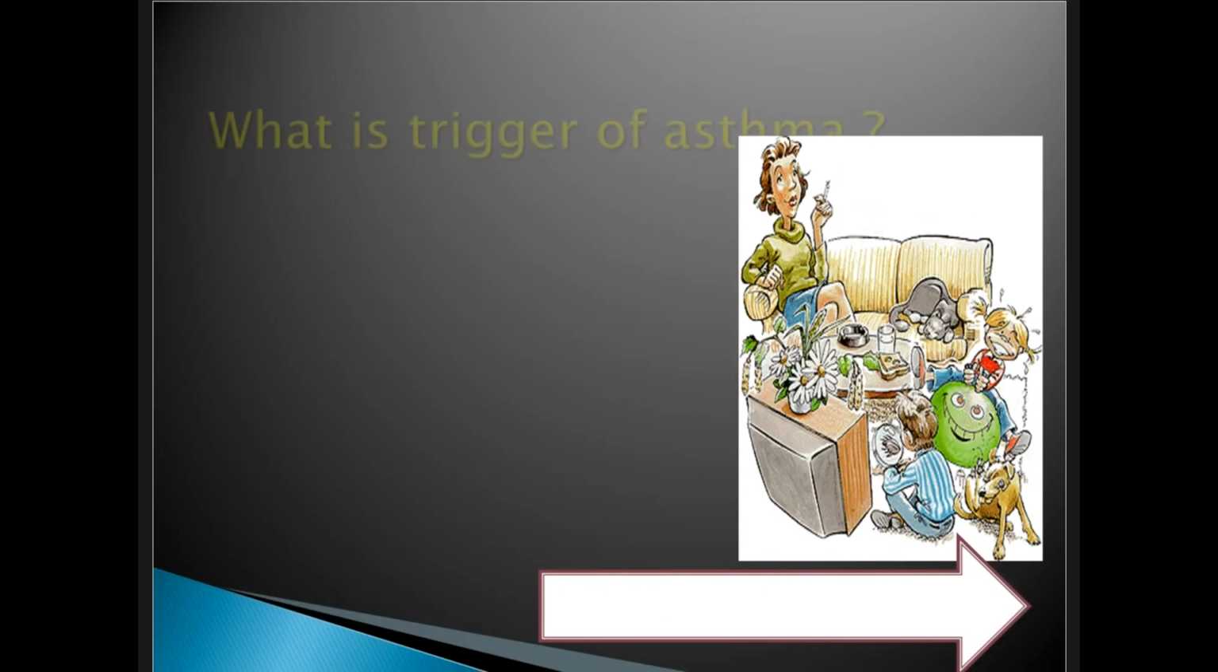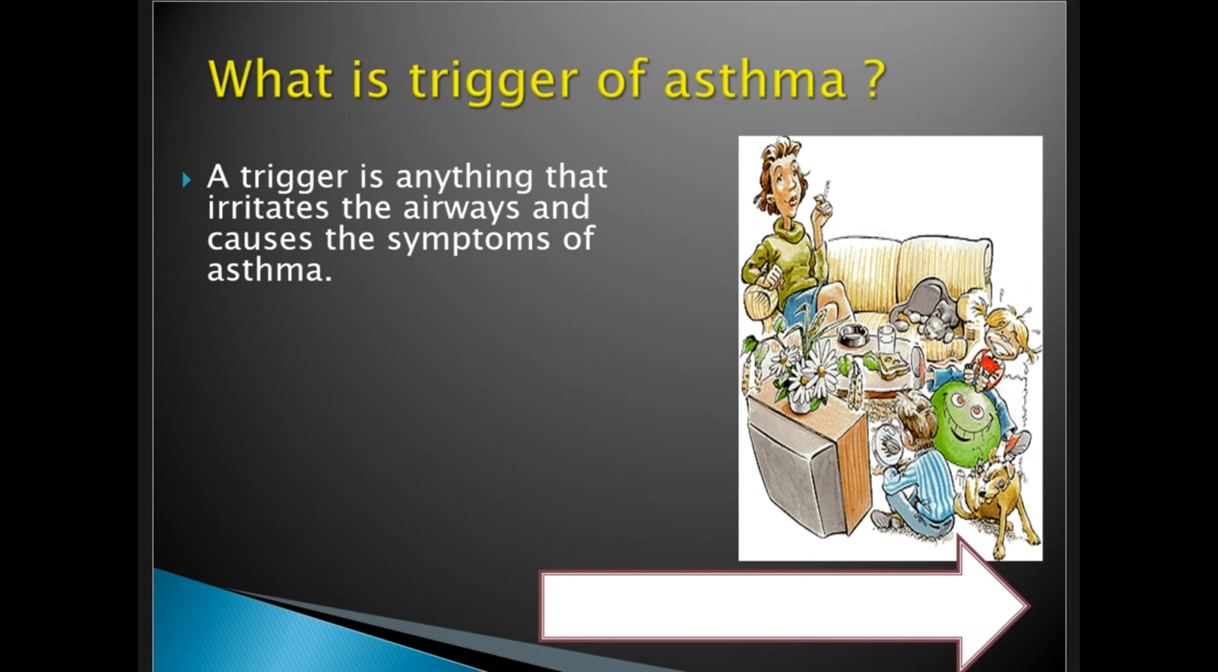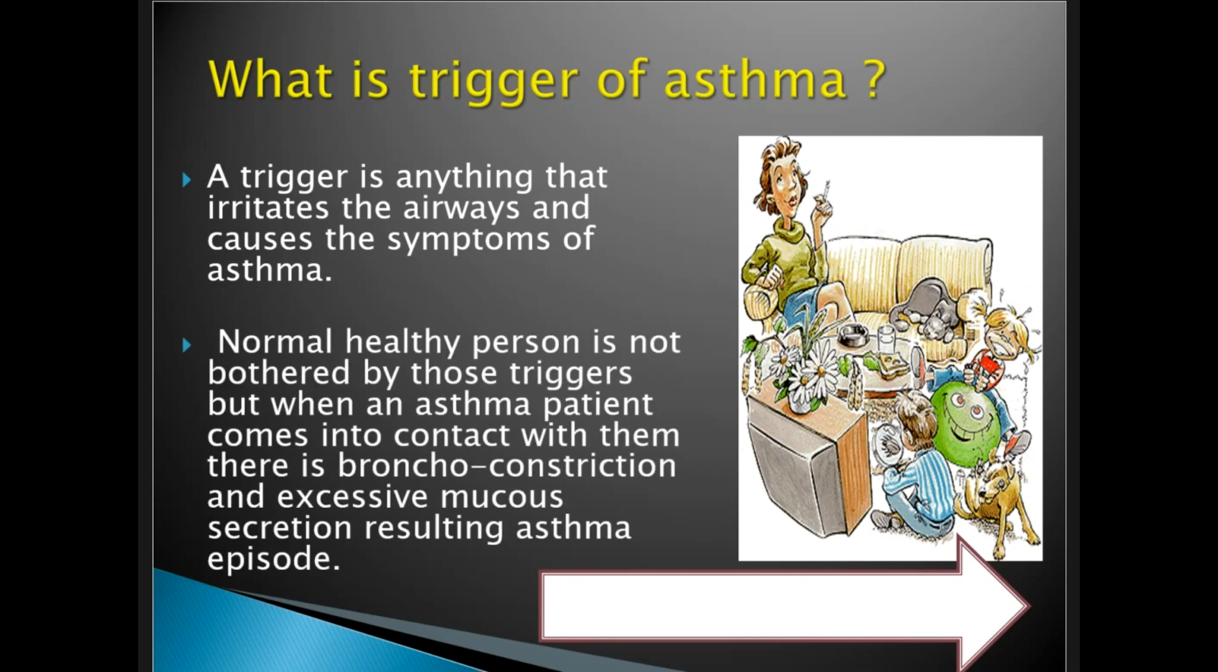What is a trigger of asthma? A trigger is anything that irritates the airways and causes the symptoms of asthma. A normal healthy person is not bothered by those triggers, but when an asthma patient comes into contact with them, there is bronchoconstriction and excessive mucus secretion, resulting in an asthma episode.